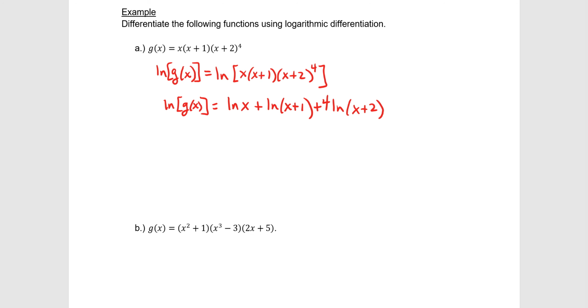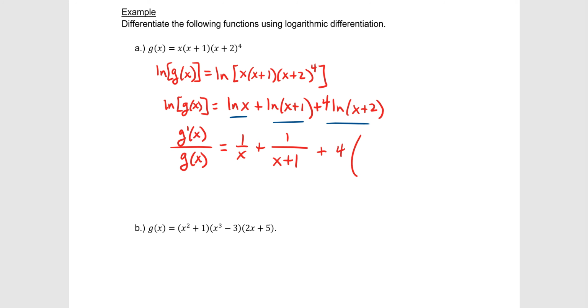Now we can take the derivative. Derivative of the left-hand side, like we already said, was g prime over g. Now for the derivative on the right, we can take the derivative of all of these terms individually. The derivative of the ln of x is 1 over x. The derivative of ln of x plus 1 is going to be the derivative of x plus 1, which is 1 over x plus 1, plus 4 times the derivative of ln x plus 2. Derivative of x plus 2 is 1 over x plus 2.